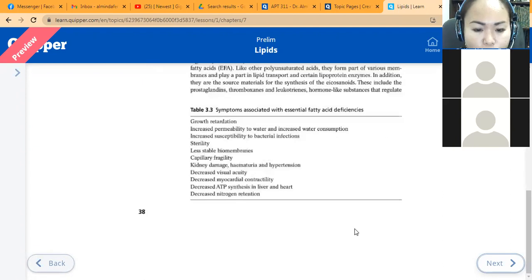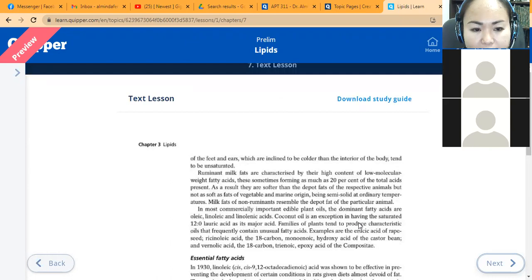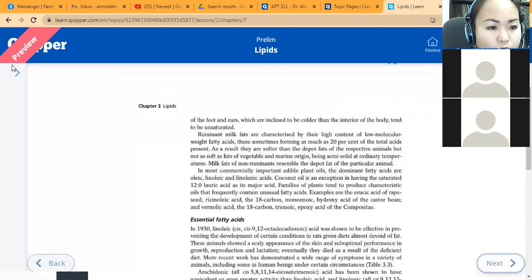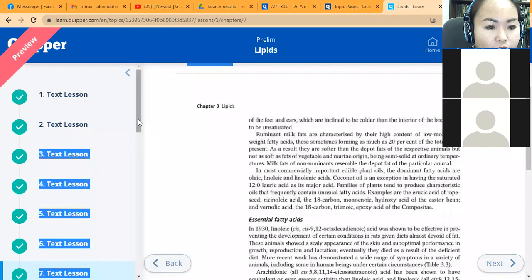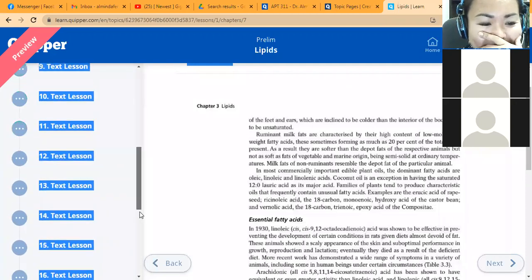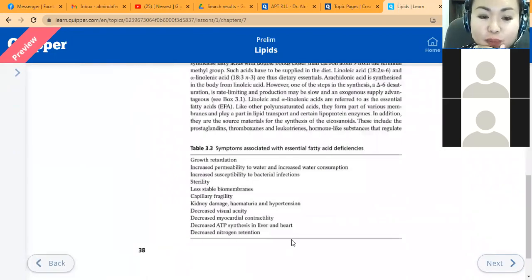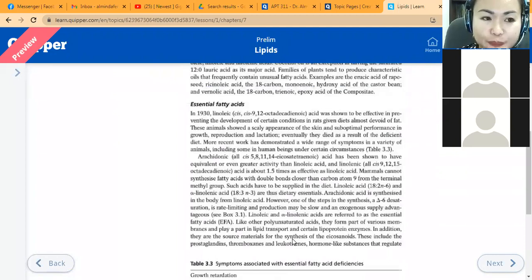I'll just stop with essential fatty acids. Let's stop so we can continue next time. Do you have any questions or clarification? Maybe next time we'll proceed with essential fatty acids. When you say essential fatty acids, those are very important for the health of animals and even humans. So for questions and clarification, we have 2 minutes left.